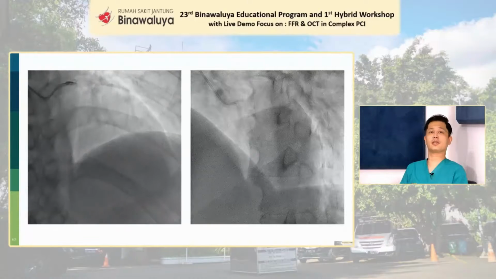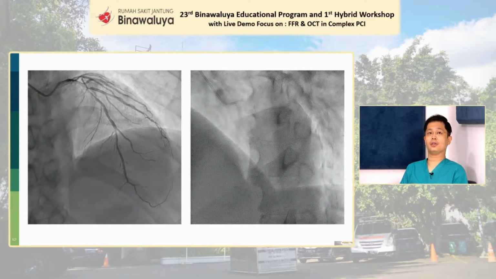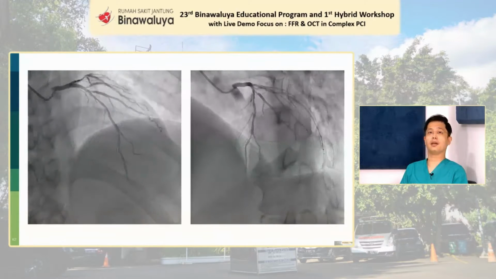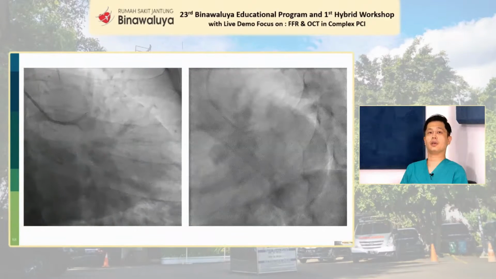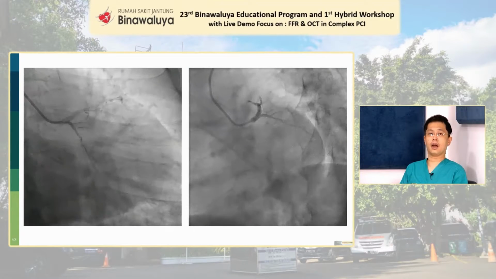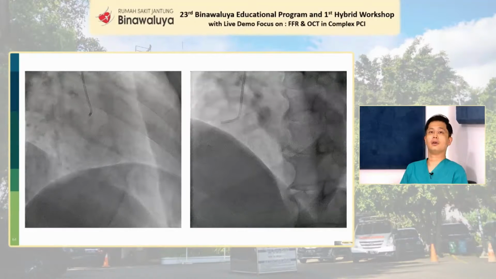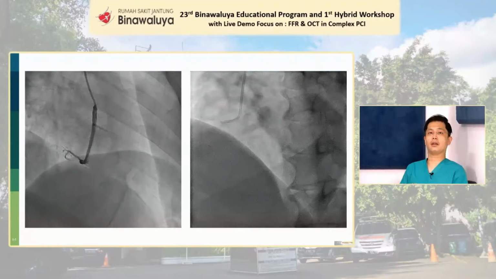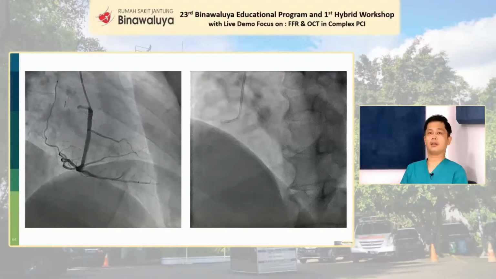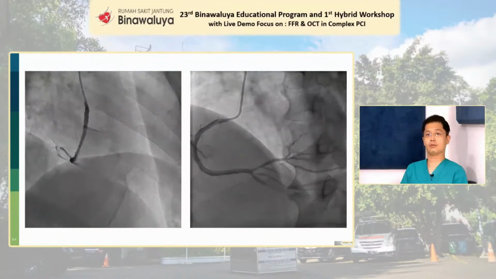Let's move into the second case. In this second case, you are able to visualize that there were tandem lesions in the LAD, proximal as well as mid-LAD, and there were also lesions at the ostium of the first and second diagonal, which appeared to be high-grade here as well, in the left circumflex artery, whilst the right coronary artery had a borderline lesion at the ostium of the posterolateral branch, which you should be able to see right now.